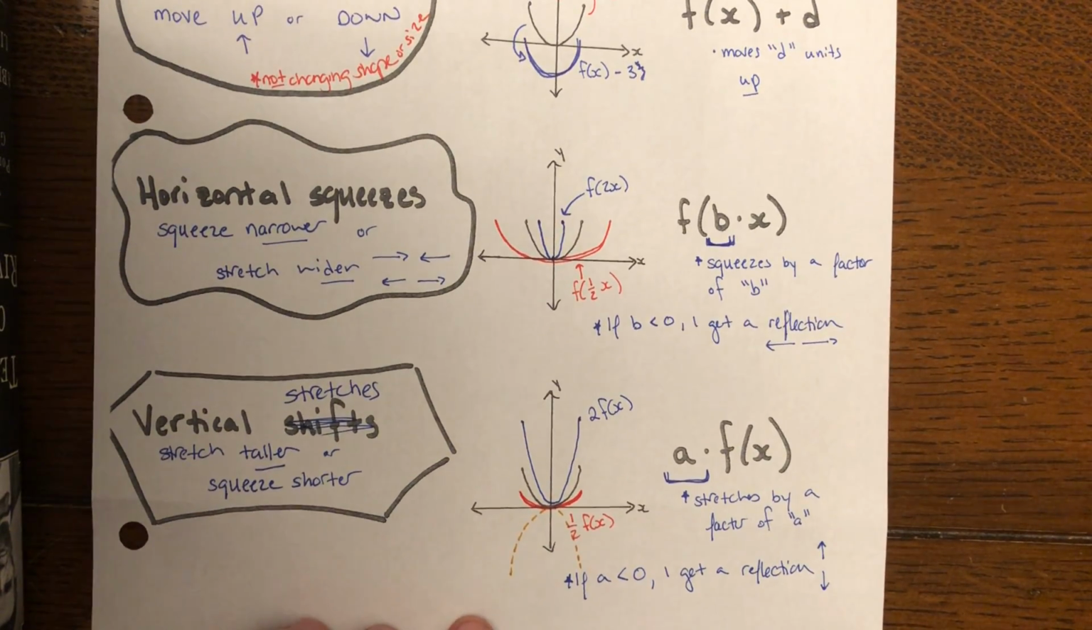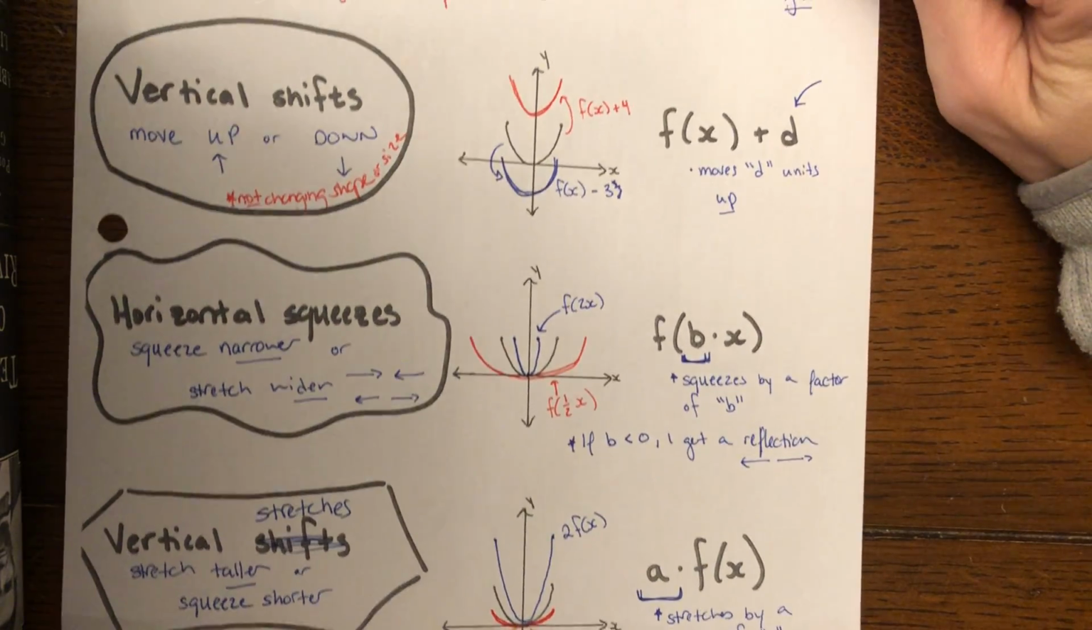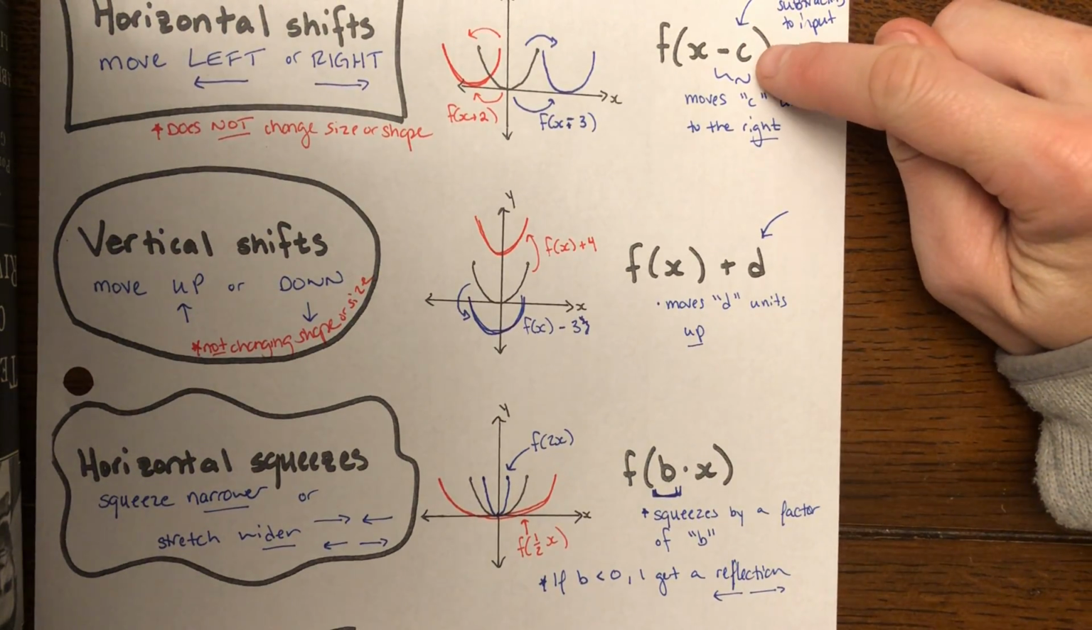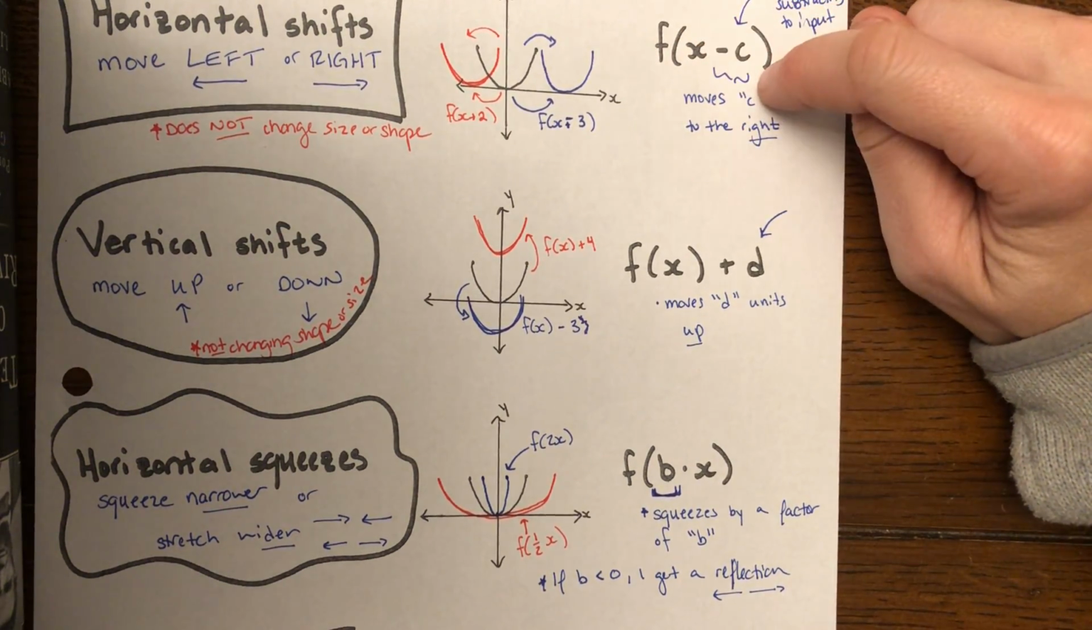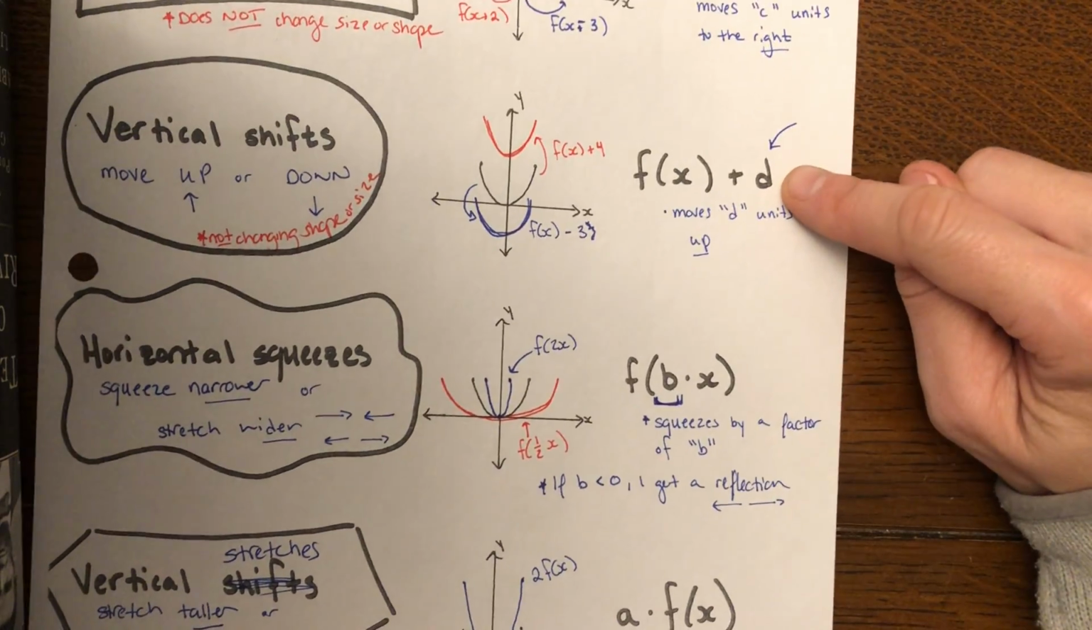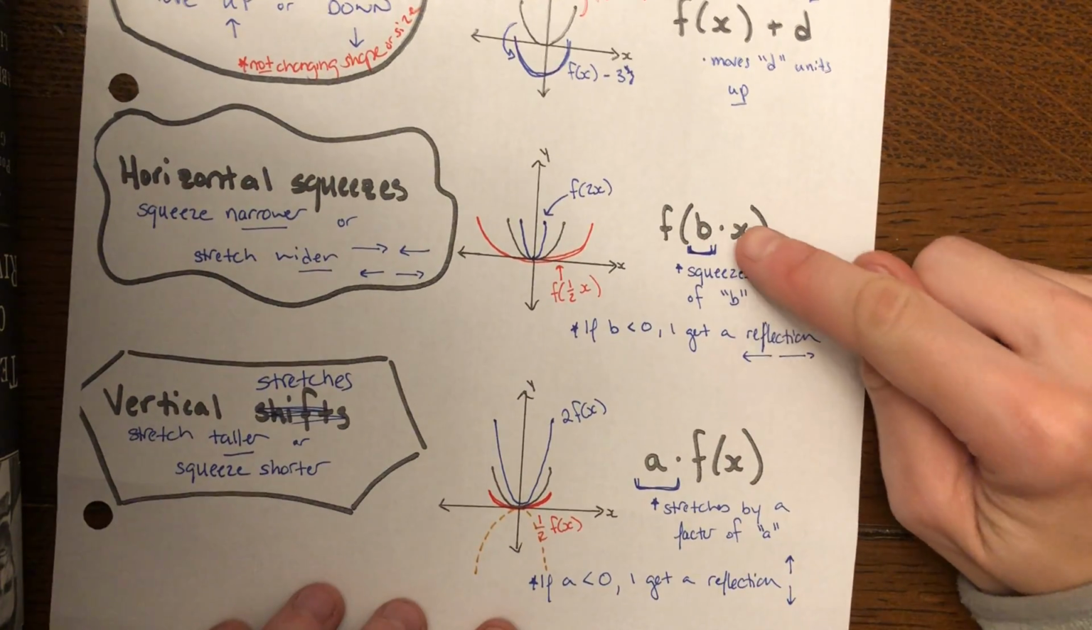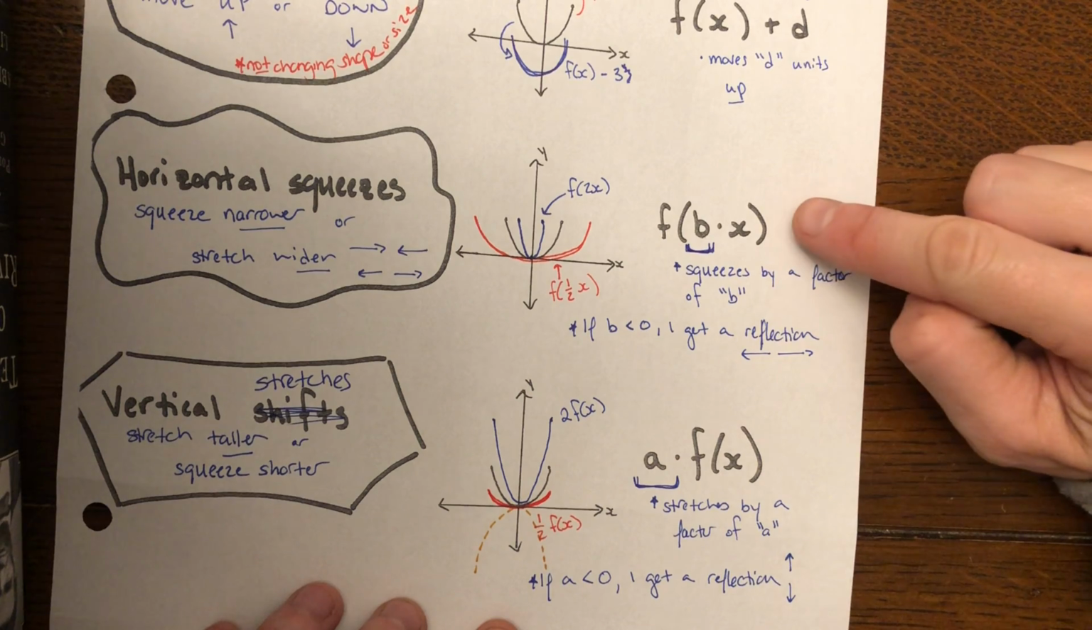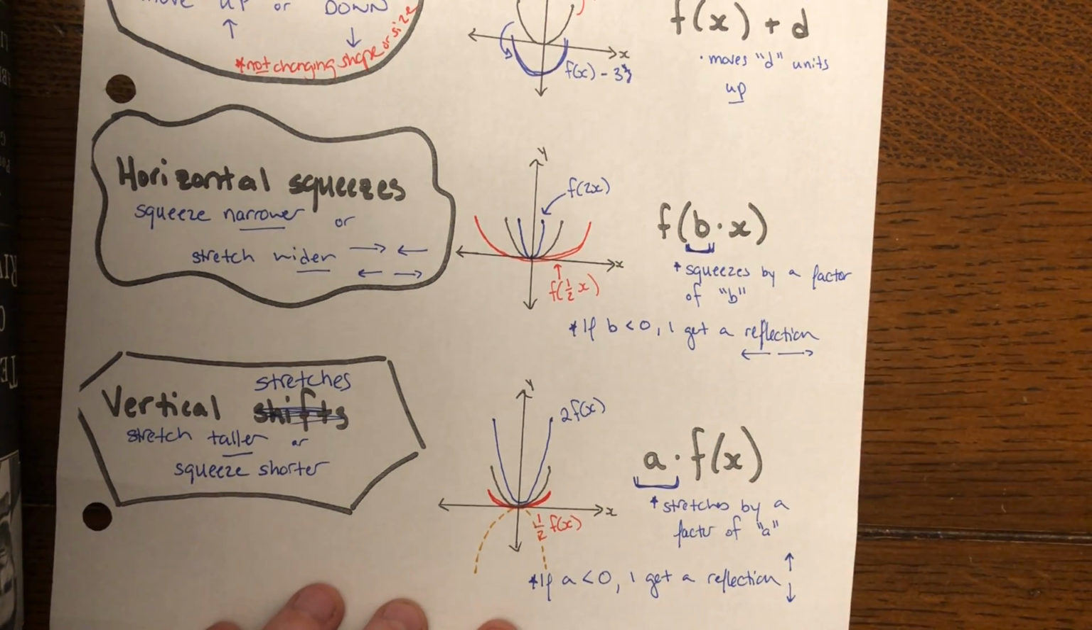Really your goal is you want to be able to remember what each of these rules does. So minus c next to x is a horizontal move, plus d is a vertical move, and then b and a are stretches, b in the horizontal direction, a in the vertical direction, and we're going to want to be able to identify those independently on a graph.